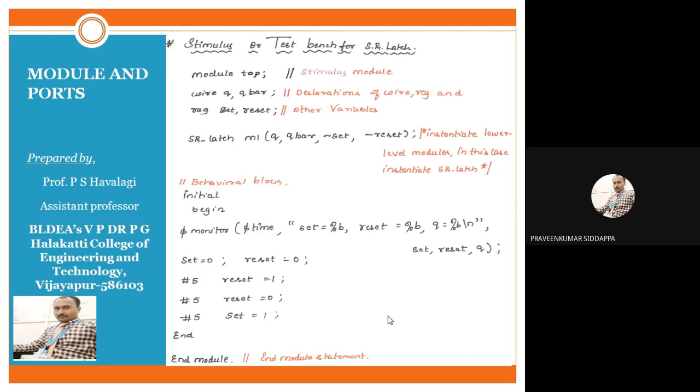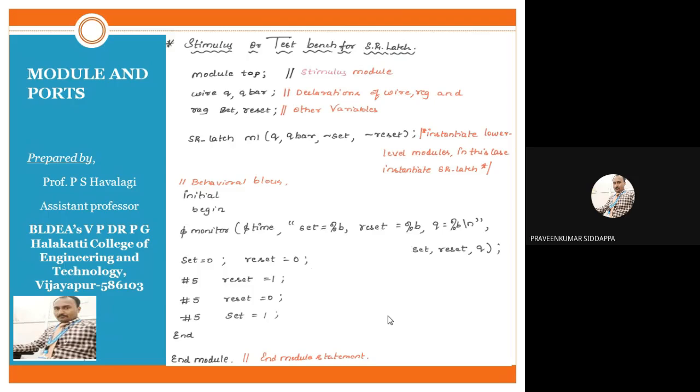After invoking the whole code, we should check the functionality of that particular code. Is it an SR latch or is it a JK flip-flop? That we should check. So in the next line, we should apply the inputs. Here in the SR latch, we are getting many combinations, because the output depends upon the set and reset inputs.